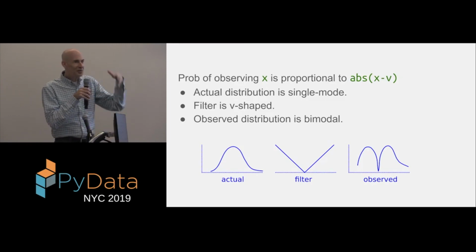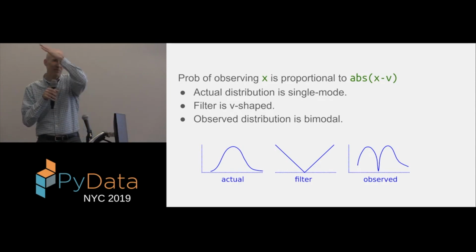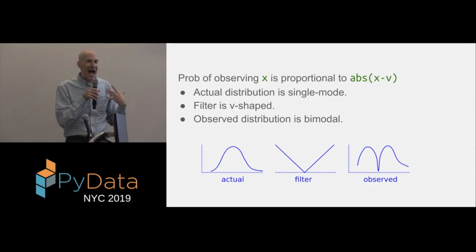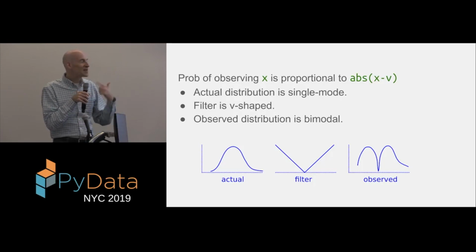So the actual distribution of running speeds is just unimodal, but you are applying a notch-shaped filter to it, which is the absolute value of the difference between your speed and theirs. And so the result is a distribution that appears to be bimodal.